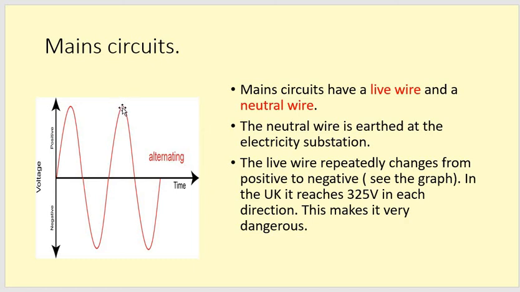Now, the maximum positive is 325 volts. The maximum negative is 325 volts. So the total difference between them, the potential difference, is 650 volts. 325 from here down to 0, and another 325 in the opposite direction down to the minimum here. And it's because you have such a large potential difference that live wires are very dangerous.